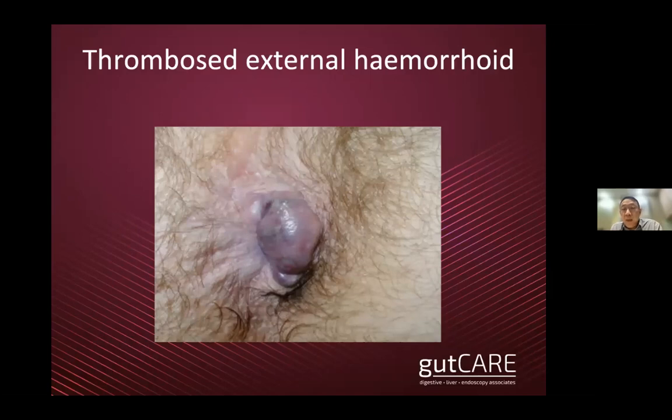So the lump there is where the external vessel has a blood clot inside. It's actually very tender. It's most tender for the first 3 days or so. And then after that, the clot organizes and shrinks, and the symptoms get better over 7 days. So this is the natural history of thrombosed external piles.